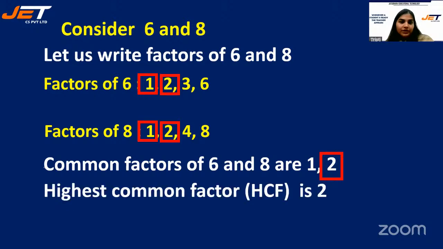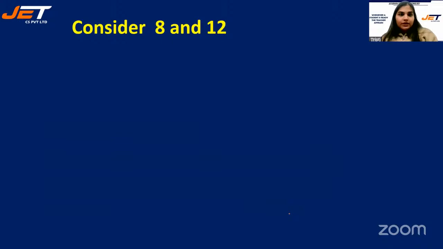Okay. But here, if I talk about the highest common factor, just like in LCM it was least common multiple, here it's highest common factor. HCF. It's 2. Consider 8 and 12. Please tell me the highest common factor of 8 and 12.